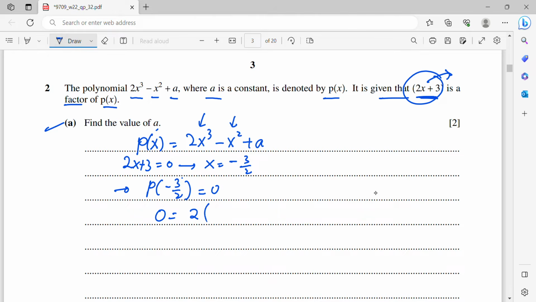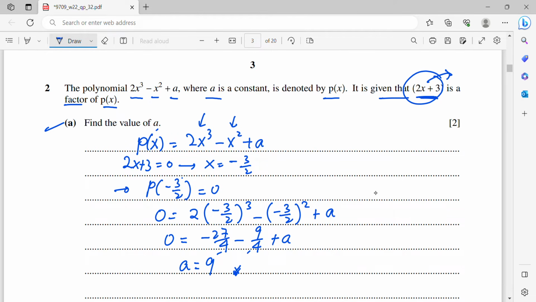So I will have to write 2 bracket negative 3 over 2 cubed minus negative 3 over 2 squared, then plus a. Okay, so from here, do the expansion. 0 equals the cube of negative 3 over 2 multiplied by 2, you'll be getting negative 27 over 4. Then negative the square of negative 3 over 2 will be 9 over 4, then plus a. So from here, when you move these two terms from the left hand side to the right side and add them together, at last your a will be 9. That is the solution for the first part.